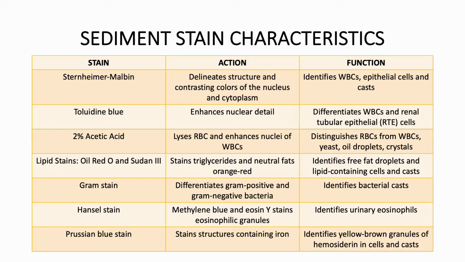Now, the Gram stain we know is used to differentiate gram-positive from gram-negative bacteria and aids in identification of bacterial casts along with WBC casts. Now, the Hansel stain is the preferred stain for eosinophilic granules that's used to identify urinary eosinophils. And the Prussian blue stain would stain structures containing iron, and they exhibit yellow-brown granules of hemosiderin in cells and casts.